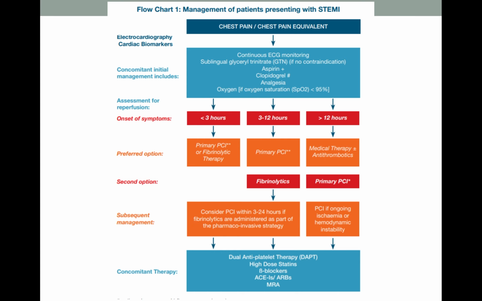If it's between 3 to 12 hours onset of symptoms, primary PCI is preferred. If it's more than 12 hours, usually we opt more for medical therapy or antithrombotics. So there's a second option. If it's 3 to 12 hours and primary PCI cannot be done, then we can opt for fibrinolytics.